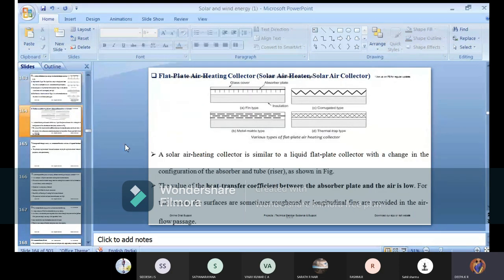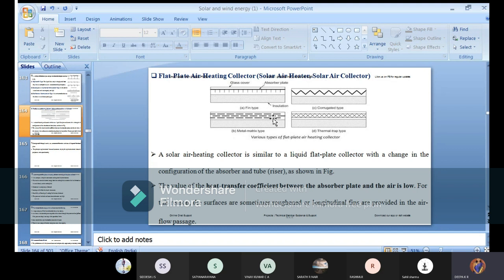Yesterday we discussed the liquid kind of flat plate collector, and today we are discussing the flat plate air heating collector. It specifies that you are going for the non-conventional kind, where in the place of liquid, this is replaced with an air heating collector. You can call this a solar air heater or solar air collector.